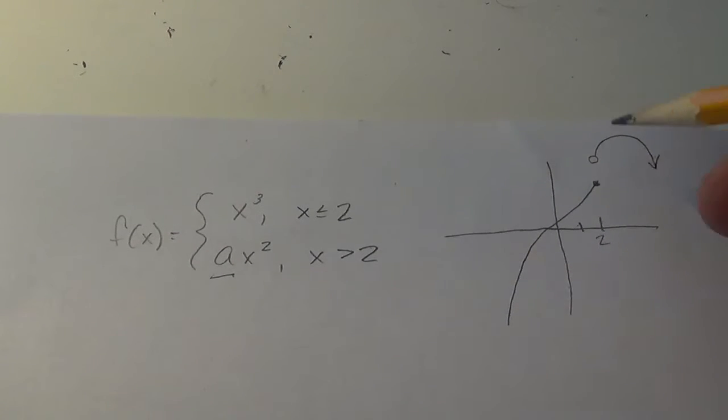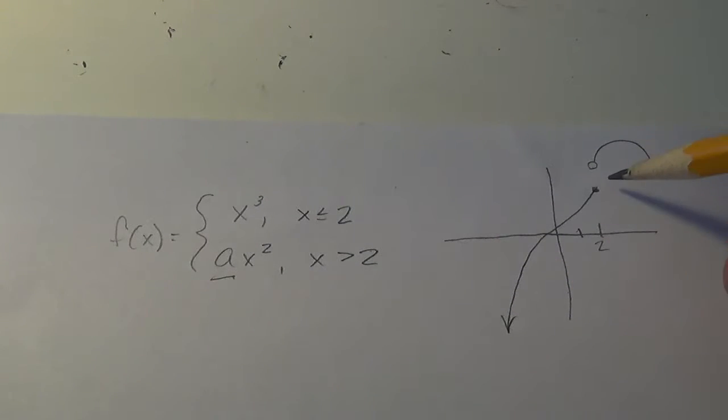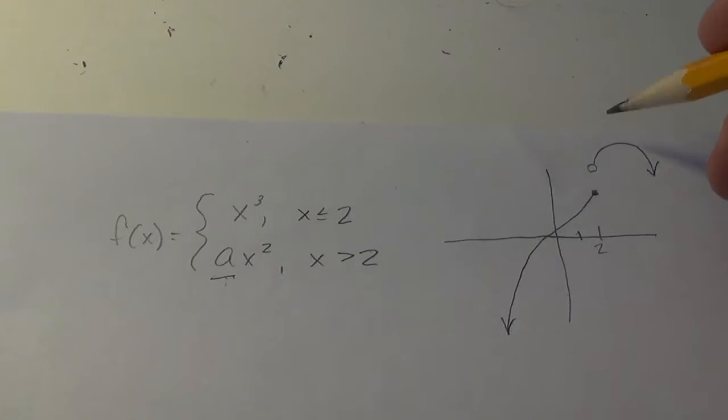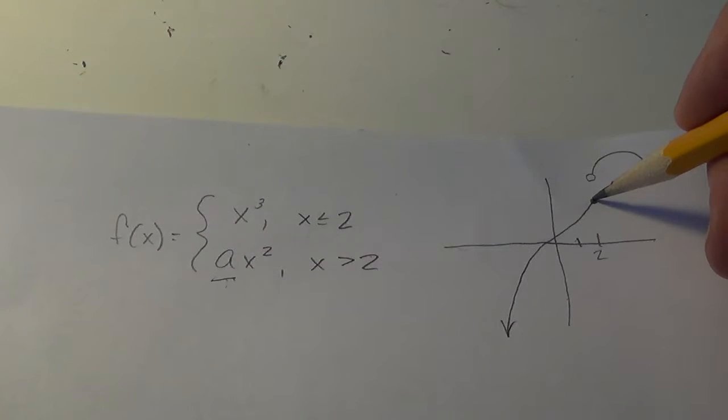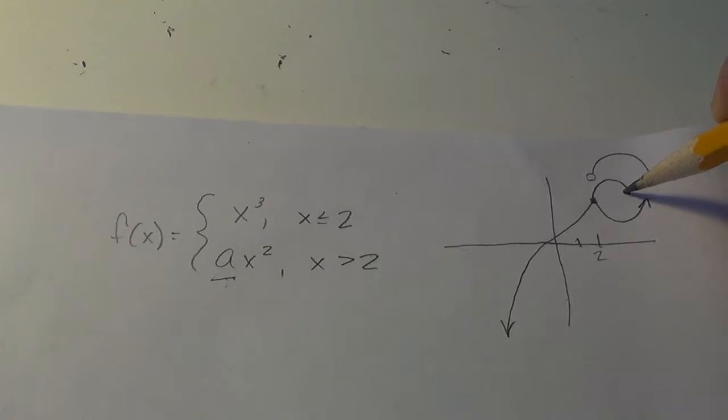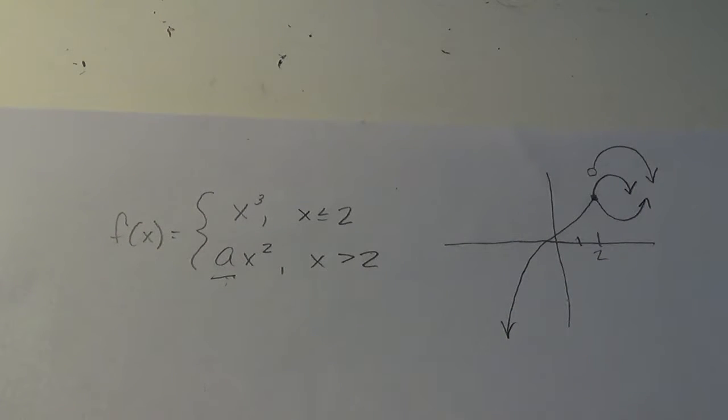But you can see as I drew this, it is not a continuous function. But I want to know what value a would have to be to make this continuous. So this would have to meet like this, or maybe like that. So let's find out what value of a that would be.